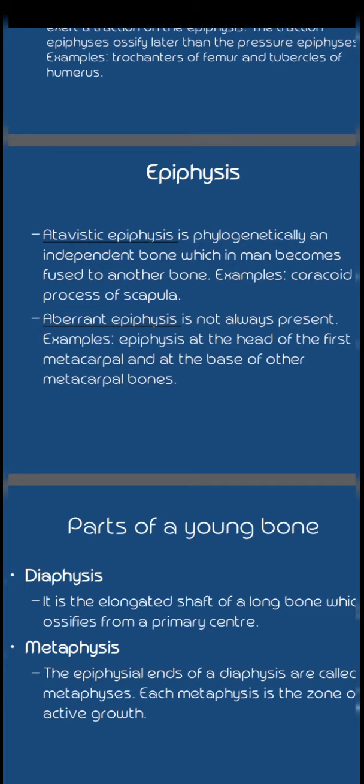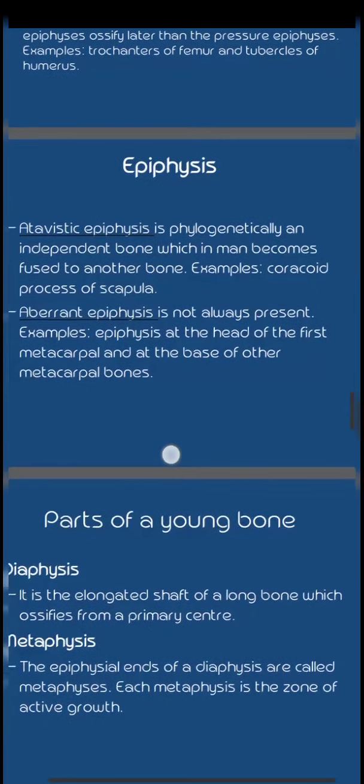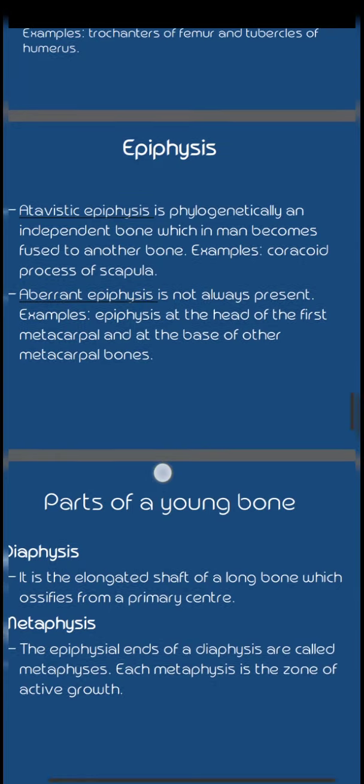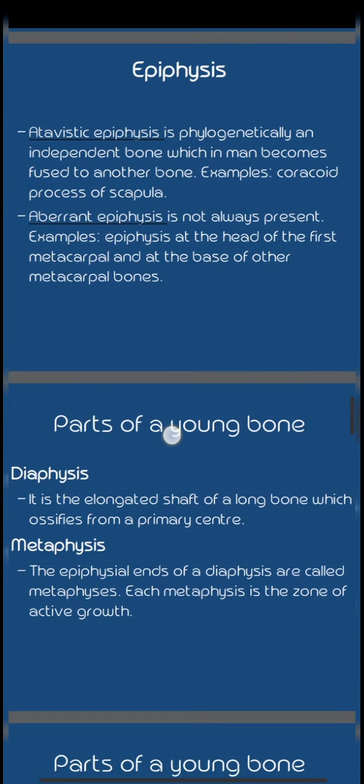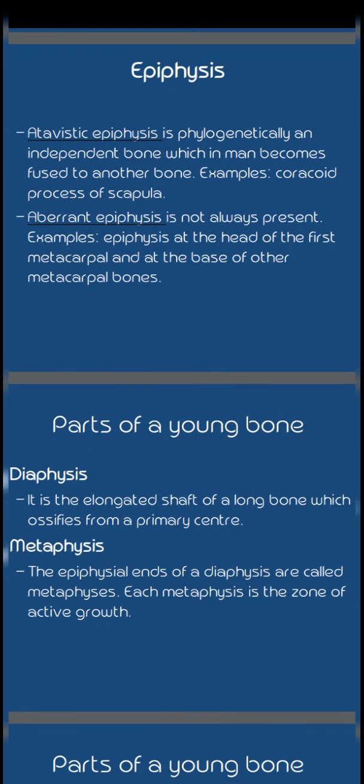Aberrant epiphyses are not always present. They are present at the head of the first metacarpal and the base of the other metacarpal bones for the attachment of metacarpals together.